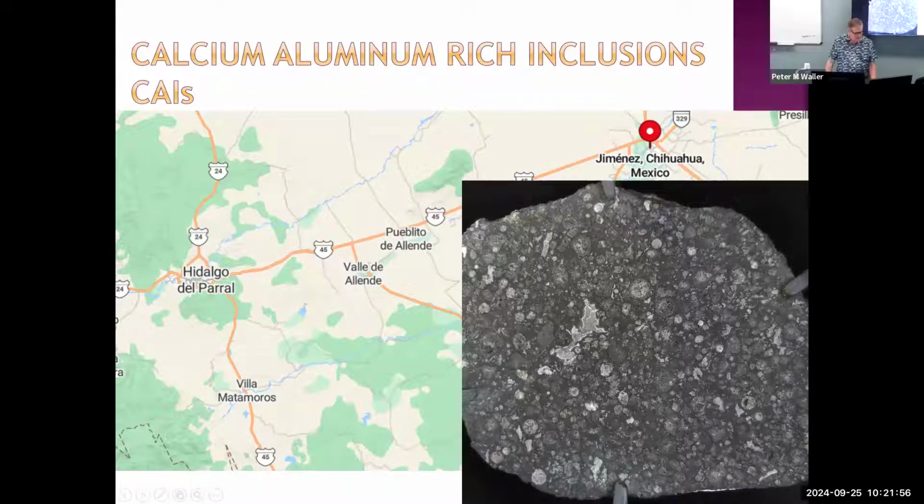Okay, so this Allende meteorite, which I'm showing a section of here, has calcium aluminum rich inclusions, which are the white particles in the meteorite. The abbreviation for these particles is CAIs. They're mineral crystals that contain metals such as aluminum and titanium, as well as alkaline earth metals such as calcium and magnesium. They range in size from submillimeter to centimeter diameter. And scientists use these particles to date the age of the universe, or not the universe, the solar system, because they're the oldest particles that we know of in the solar system.